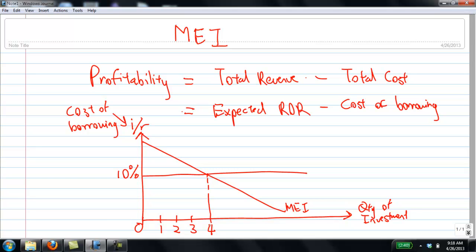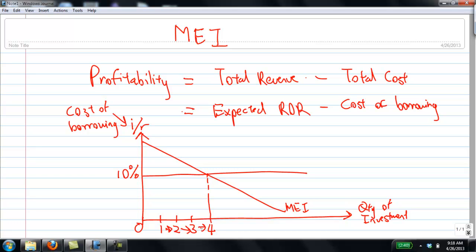When I rank it like that, it means that the first investment project has the highest expected rate of return. After you make the first investment project, if you go to number 2, the expected rate of return is a bit lower than the first. Once you are done with the second investment project, you're going to have another one, the third one, and the rate of return is even lower. All the way to the 4th.